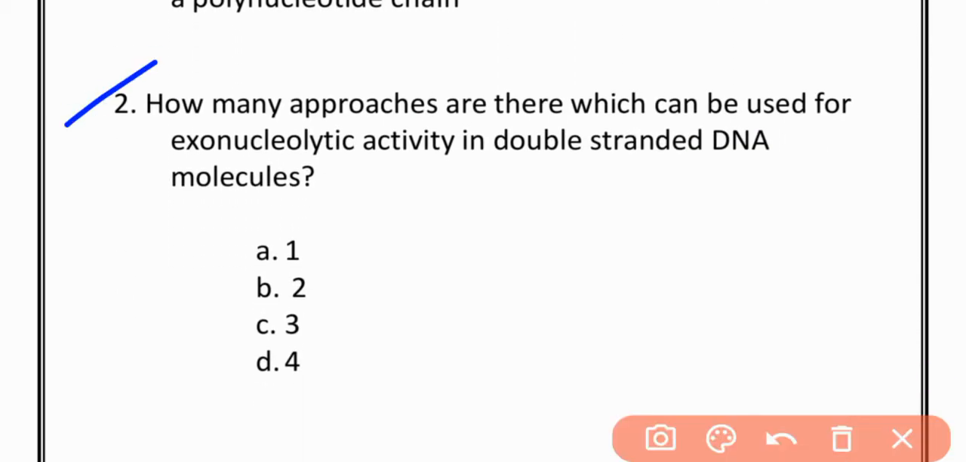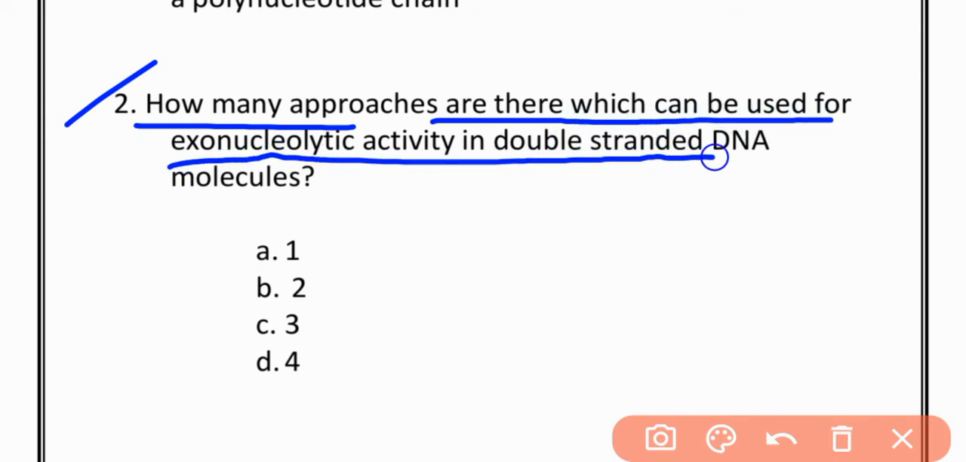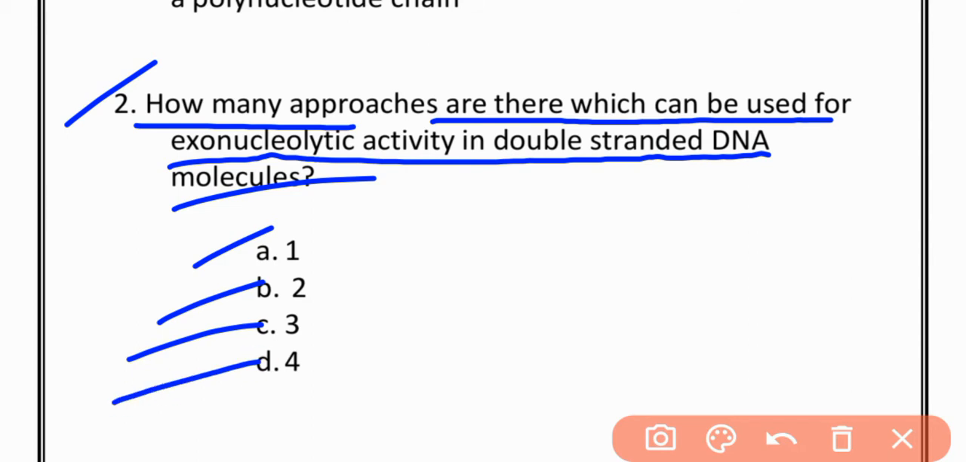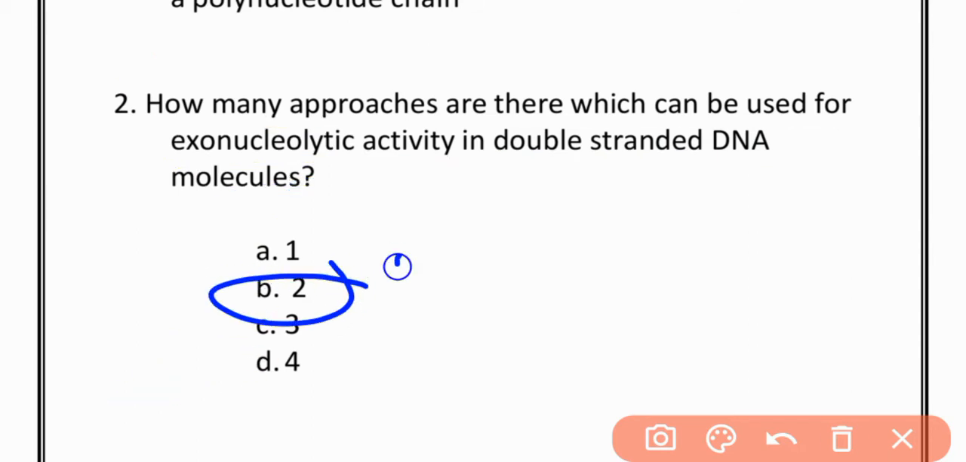MCQ number 2. How many approaches are there which can be used for exonucleolytic activity in double-stranded DNA molecules? Option A is 1, B is 2, C is 3, D is 4. The correct option is option B, 2.